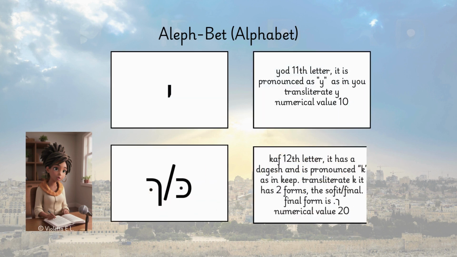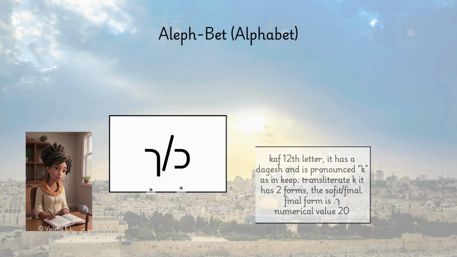Yod, the 11th letter. It is pronounced as Y as in you. Numerical value 10. Kaf, the 12th letter. It has a dagesh and is pronounced as K as in keep. It has two forms. The end form is called the soffit or the final form. Remember that Hebrew is written from right to left. The end form is the one on the furthest left.